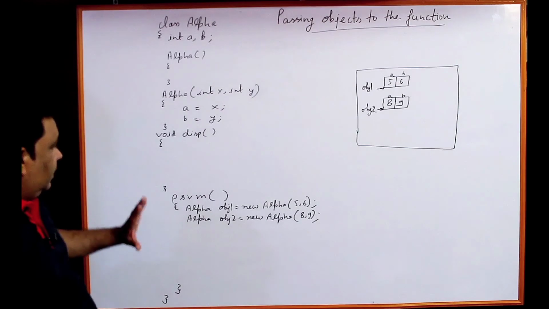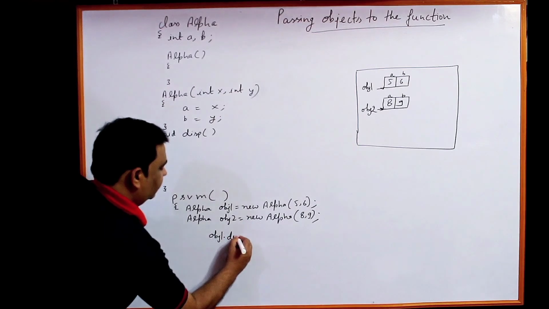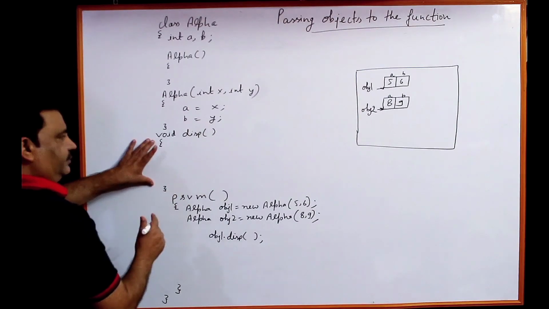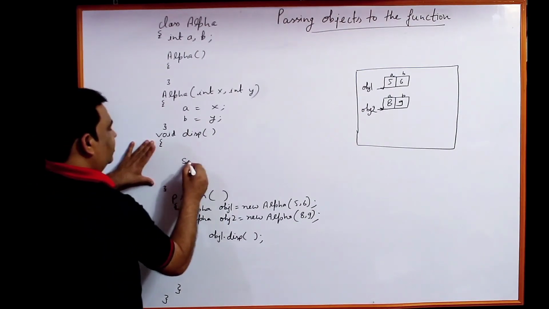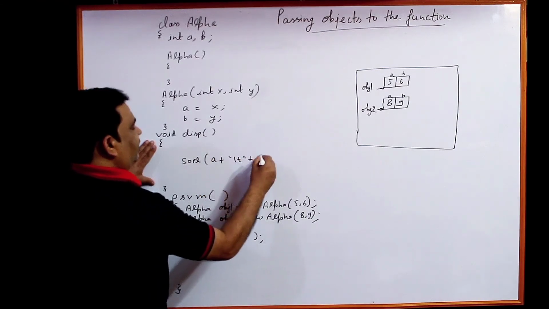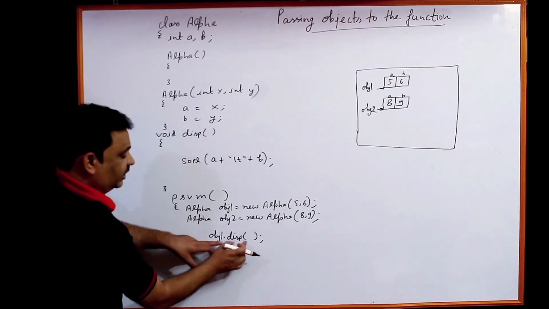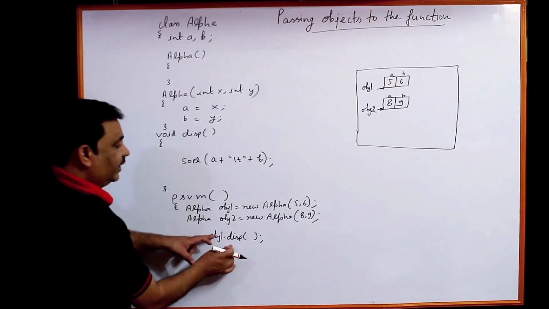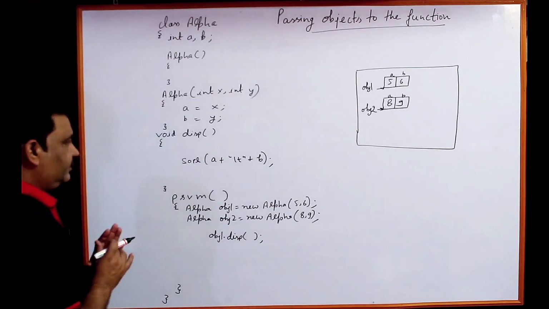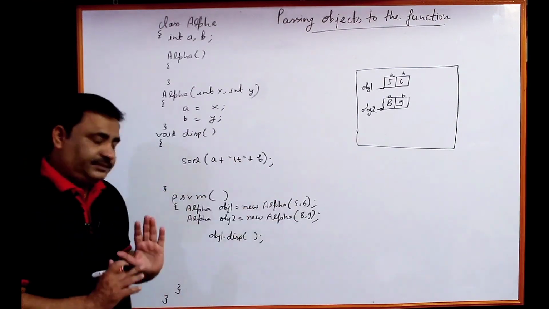Now if I call the function obj1 dot disp, this function, and I am writing here system dot out dot println A backslash t plus B backslash t for gap. So obj1 dot disp, we are calling this function with the help of obj1. It means the values of A and B will be 5 and 6. If I call obj2 dot disp, the values of A and B will be 8 and 9.